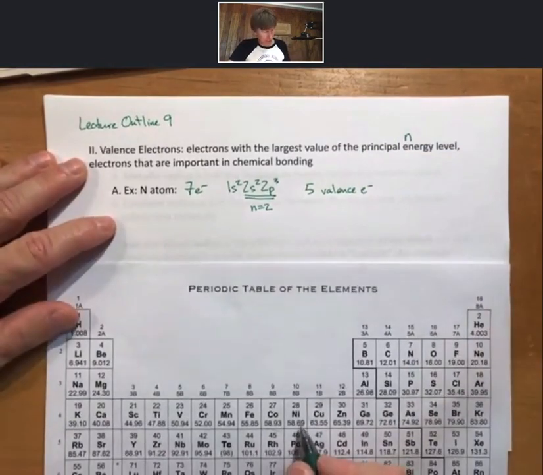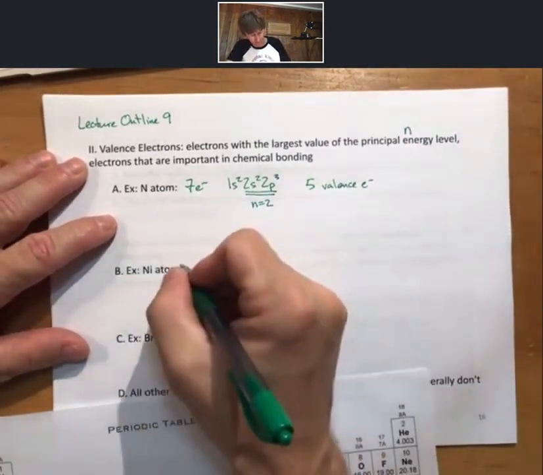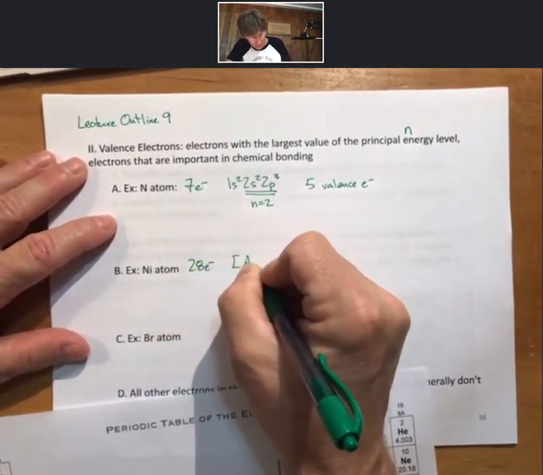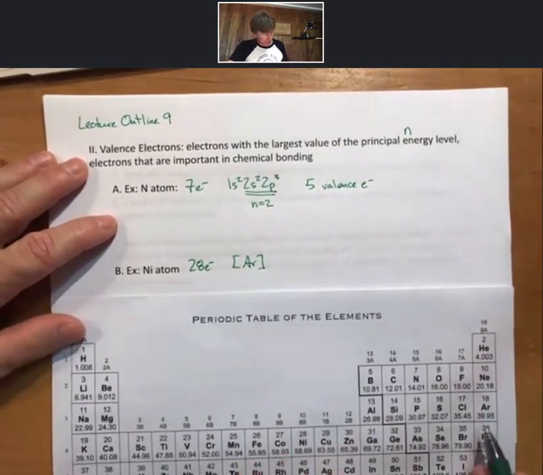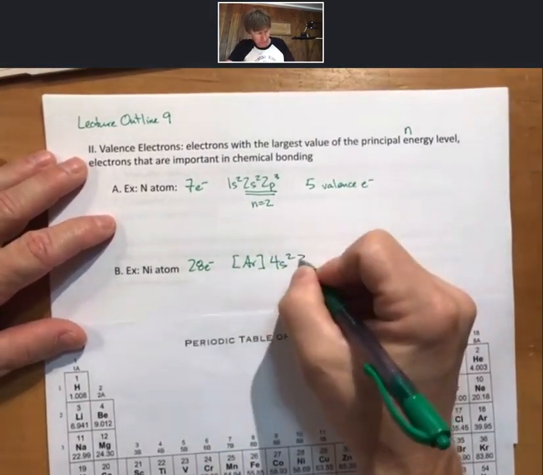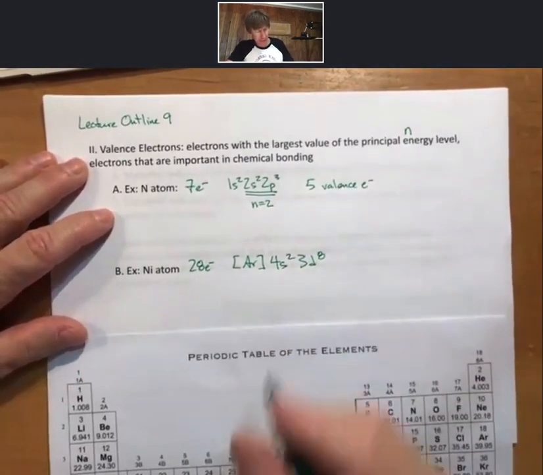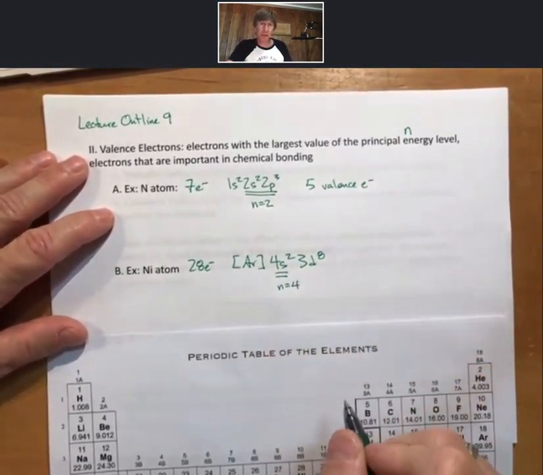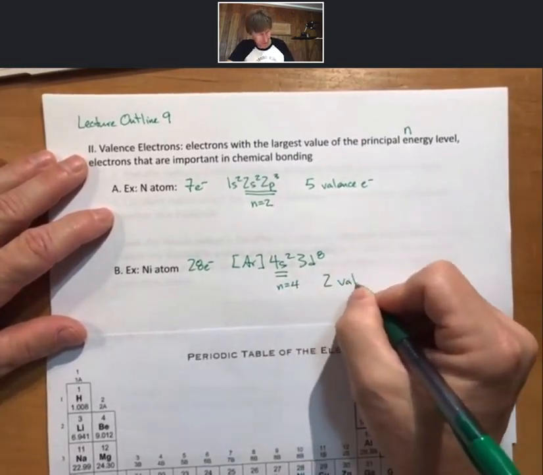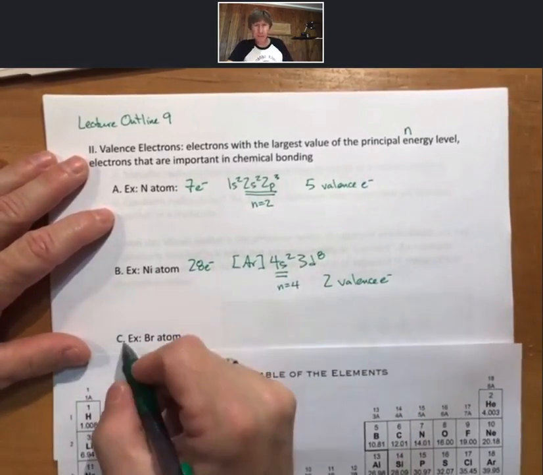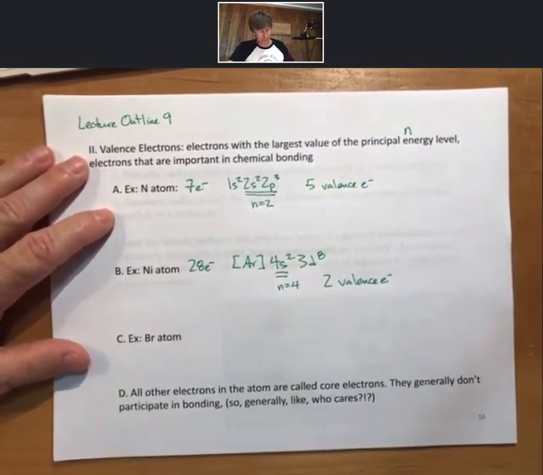For the nickel atom, nickel, element number 28, so 28 electrons. Same first 18 electrons as argon, then 4s2, 3d8. That means that the highest value of N is N equals 4, and there are 2 valence electrons. Bromine atom, I'll let that be a companion problem.